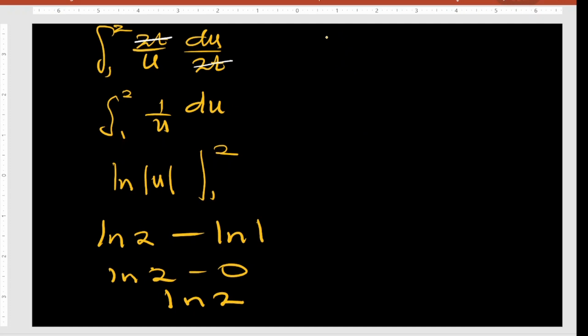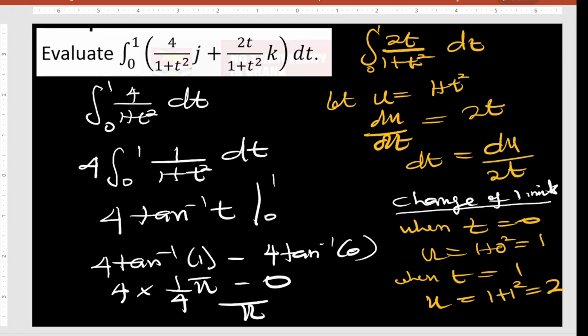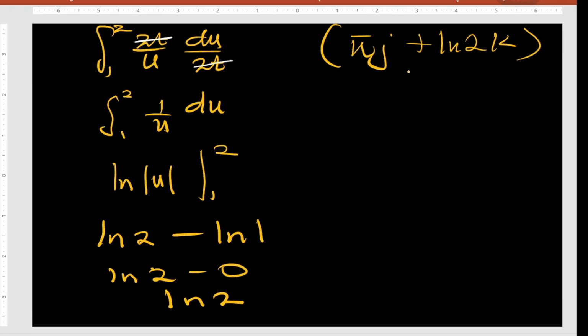So the answer to this problem will be pi j, the result of the integration of the first component function, plus ln 2 k. Note that in this question, there was no i component. So our final answer will be pi j plus ln 2 k.